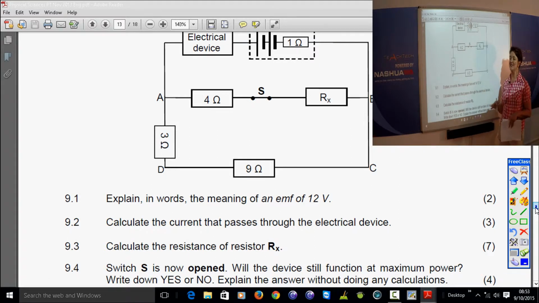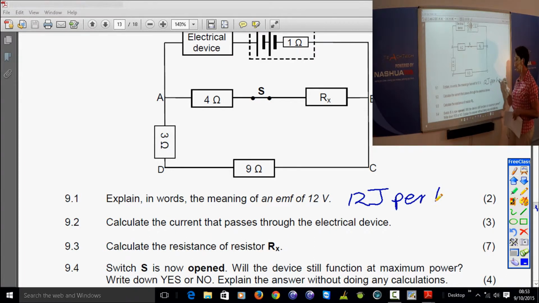Now voltage is this energy source that we have. And to translate energy, we need joules. So in actual fact, we will have 12 joules of energy transferred per 1 coulomb of charge. It's the charges that flow through your battery that get energy. So 12 joules per 1 coulomb of energy that is transferred.